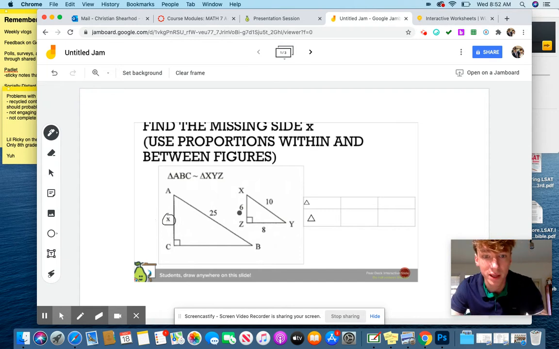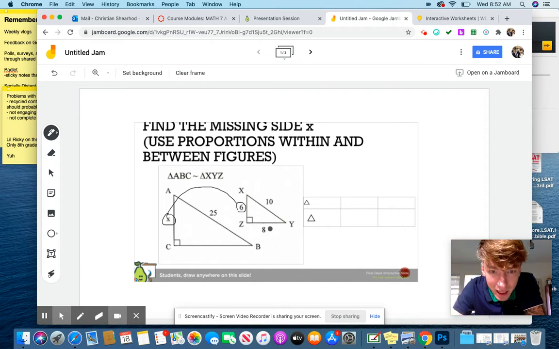I'm thinking it's this one right here. So it's going to be this 6, right? So we're going to go ahead and connect these. And we need one other set of sides for us to solve this, right? Because we have one variable and one number. We need to have 3 numbers and 1 variable to even solve for a proportion. So we need another side.